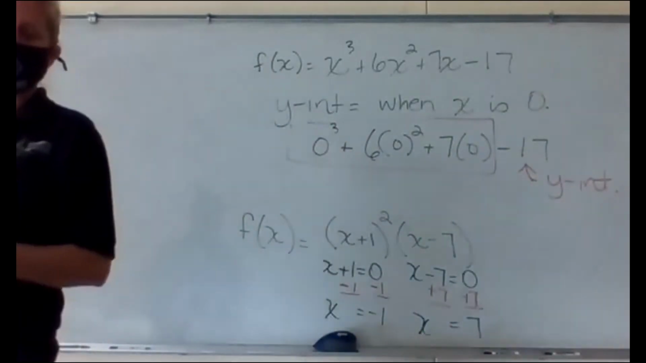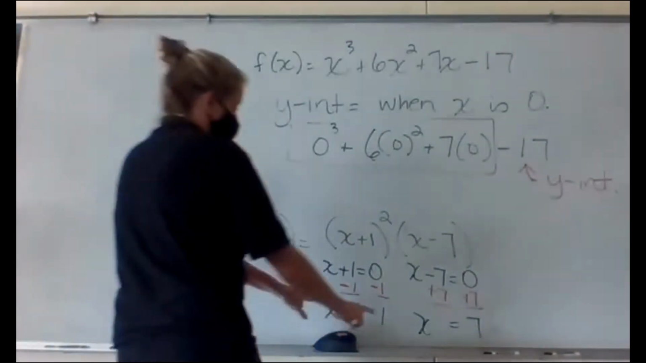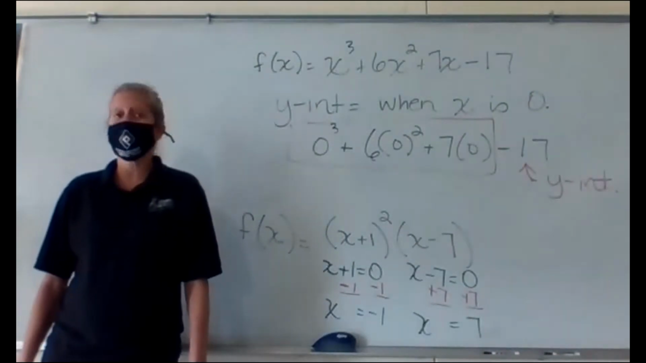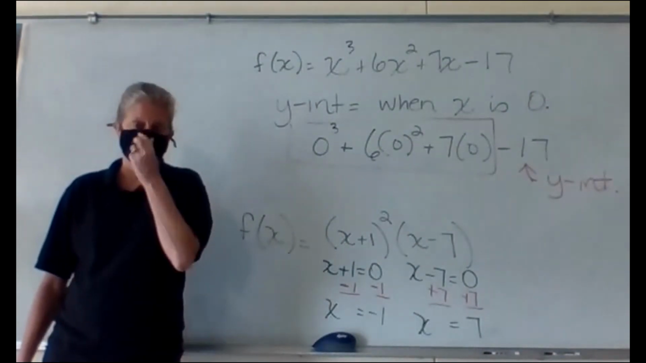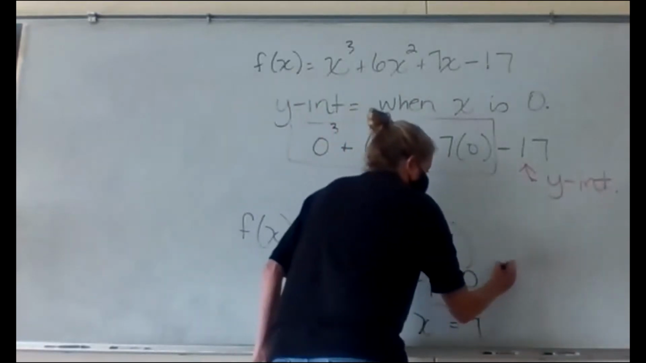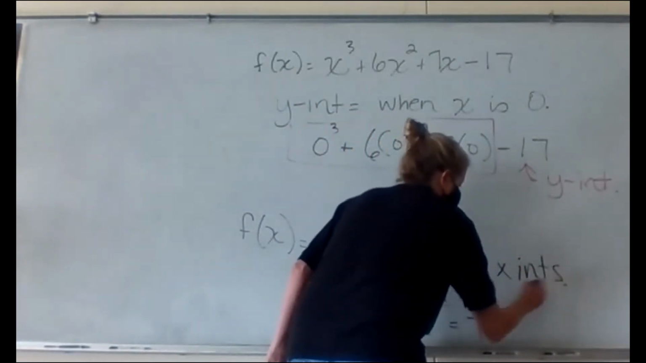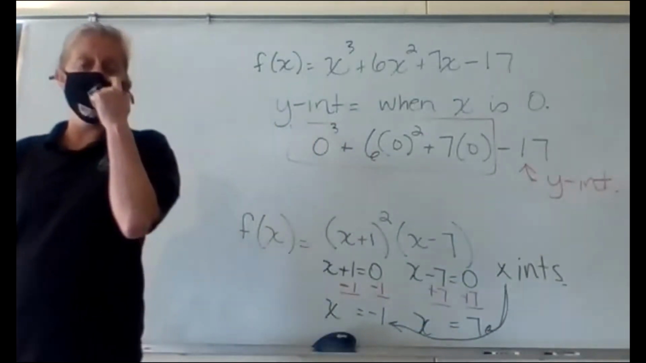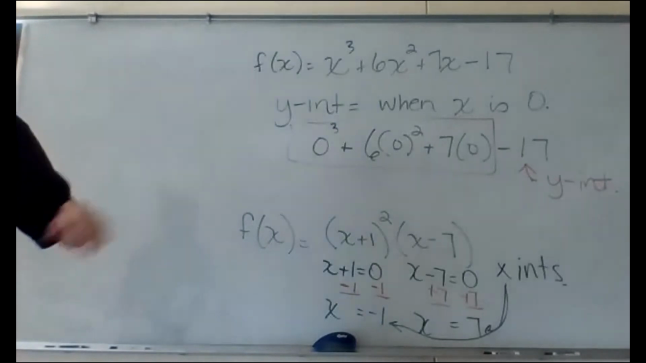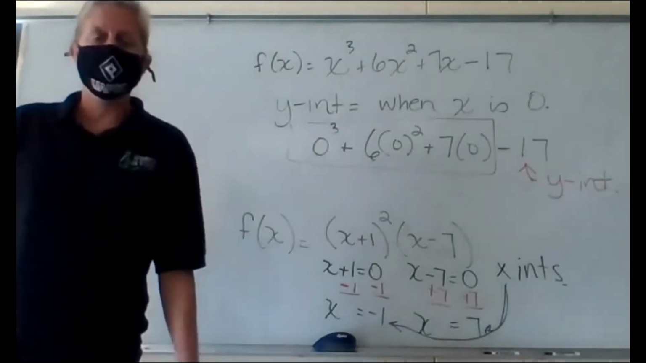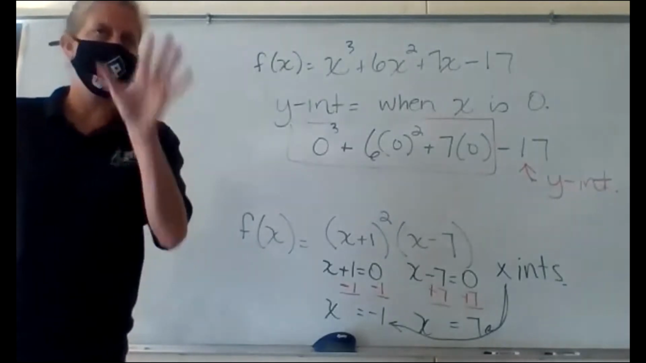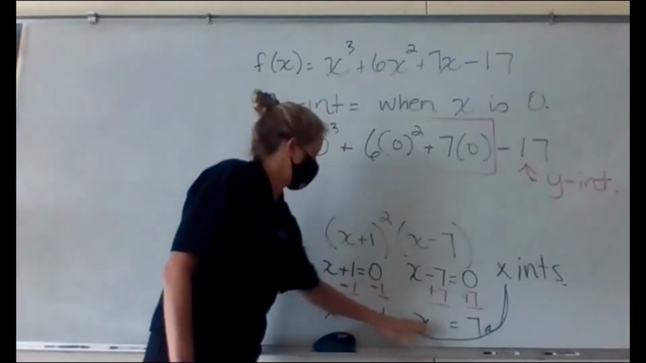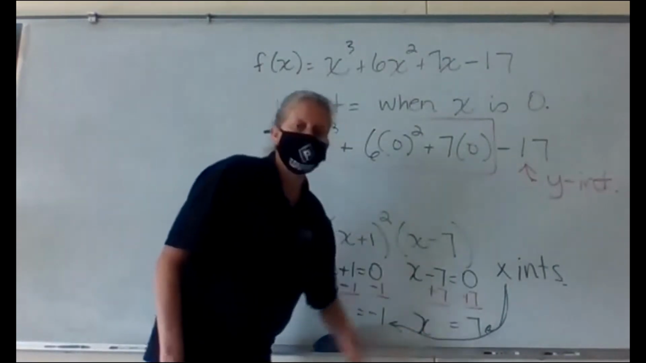What did that tell me? That told me where the graph crosses or touches the X-axis. So the X-intercepts would be 7 and -1, which means if I'm looking at the graph, it should cross or touch, depending on its multiplicity. We won't get back into that, but it's going to cross or touch the X-axis at -1 and +7.